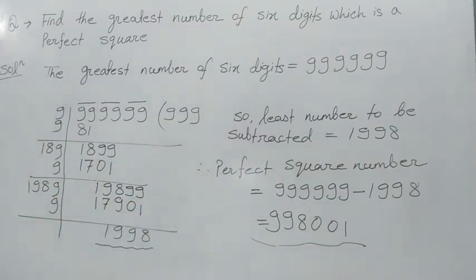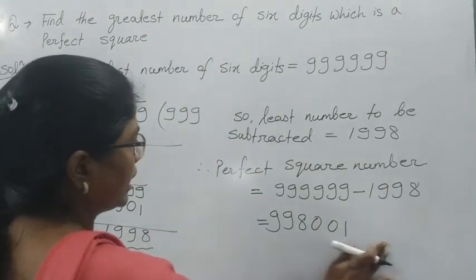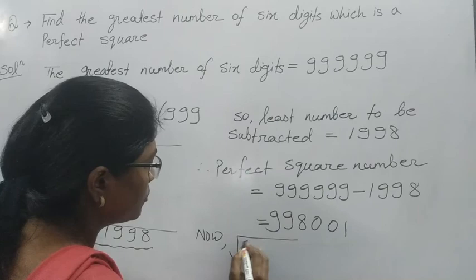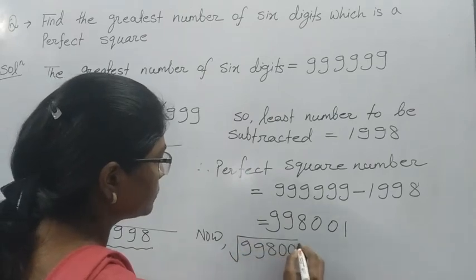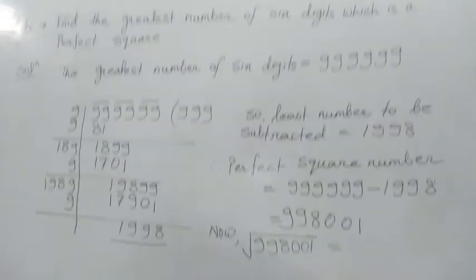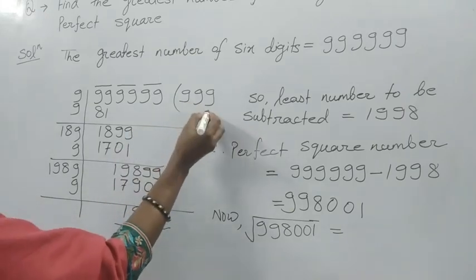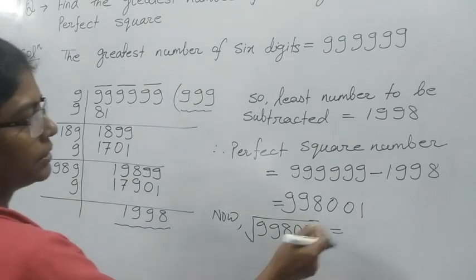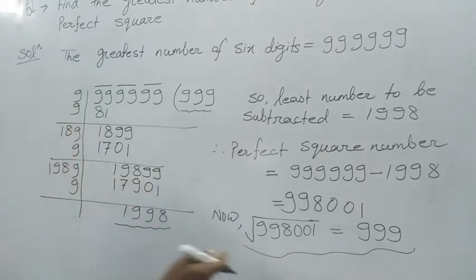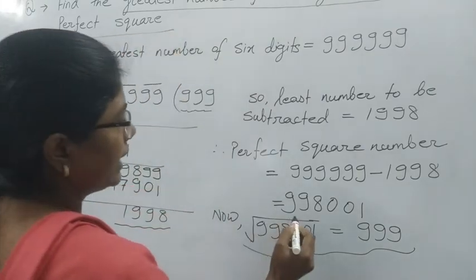Now if you want to find the square root, although it is not asked here, if we want to find the square root of this number, then what will we write here? You can find that this number is taken as the square root of this one. So this is the square root of the number. That means the greatest number of 6 digits which is a perfect square is this one.